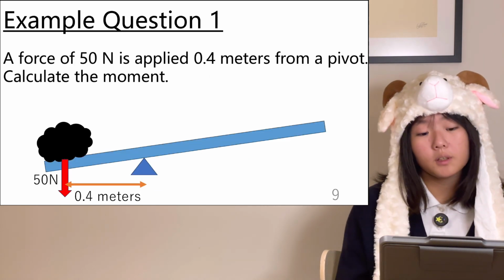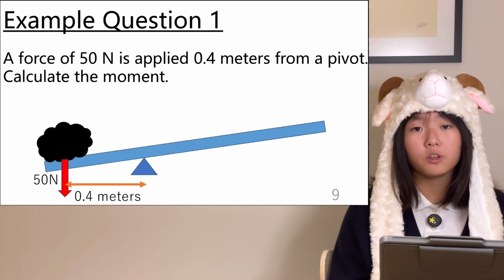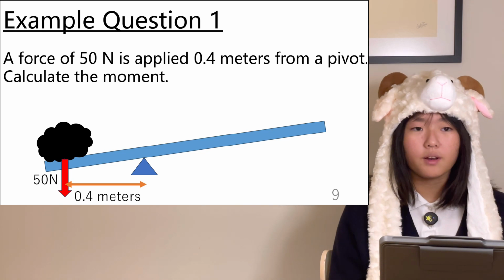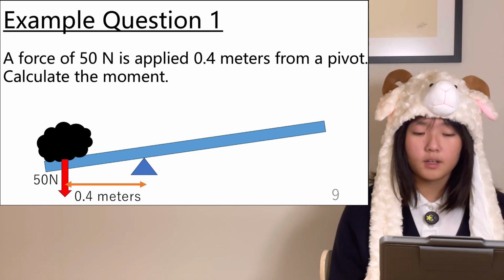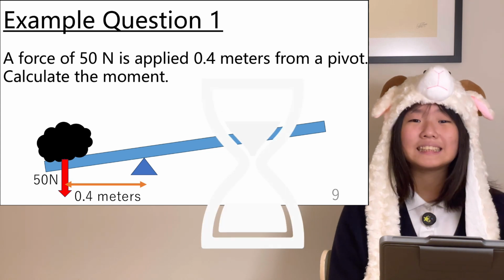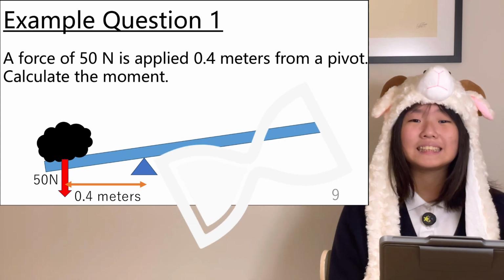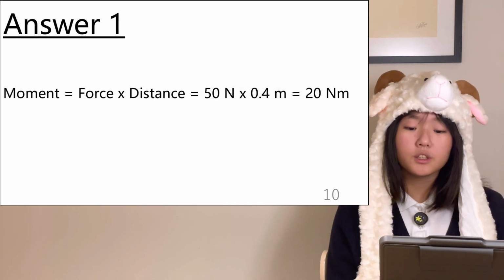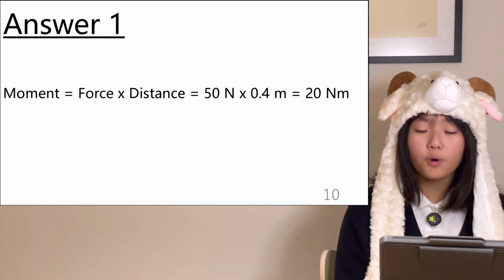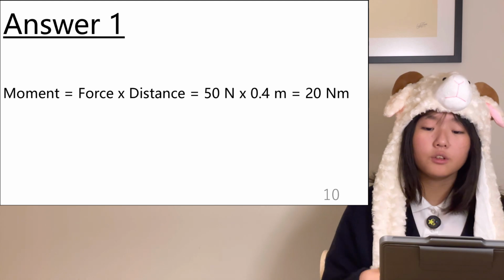Now, I'll give you some example questions to see how well you listened. Number 1. A force of 50 N is applied 0.4 meters from a pivot. Calculate the moment. The answer is 50 newtons times 0.4 meters equals 20 newton meters.